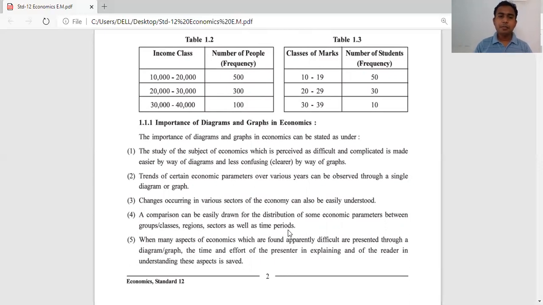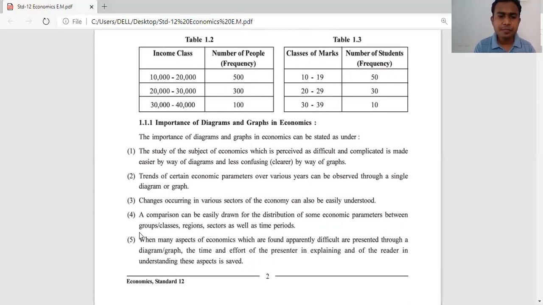The fourth point says, a comparison can be easily drawn for the distribution of some economic parameters between group, class, region, sectors, as well as time periods. When we are presenting the information through a graph or diagram, we can easily compare. So comparison can be drawn. We can compare the information with other information through graphs and diagrams. So comparison is possible.